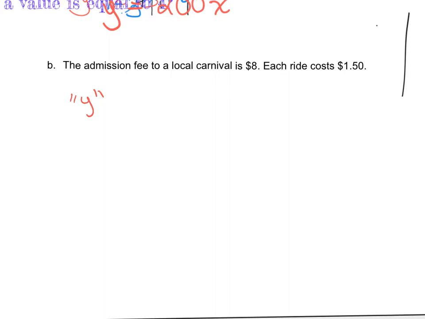I know for a fact that I'm going to have to do what? What am I going to have to pay for sure? $8. So your cost is going to be the $8 plus $1.50 per ride. Each ride costs $1.50. You're going to spend $1.50 times the number of rides just on rides.